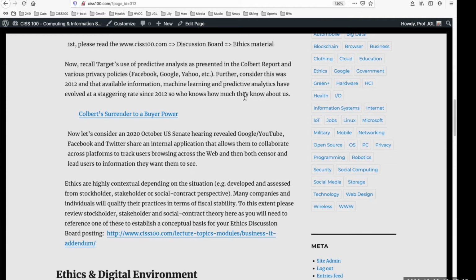So think about all of this taking place. Again, we have these ethical contexts: social contract, stakeholder, stockholder. And you can see what they may be applying here. I'm not going to give my opinion on what they're applying, but which one they're following.